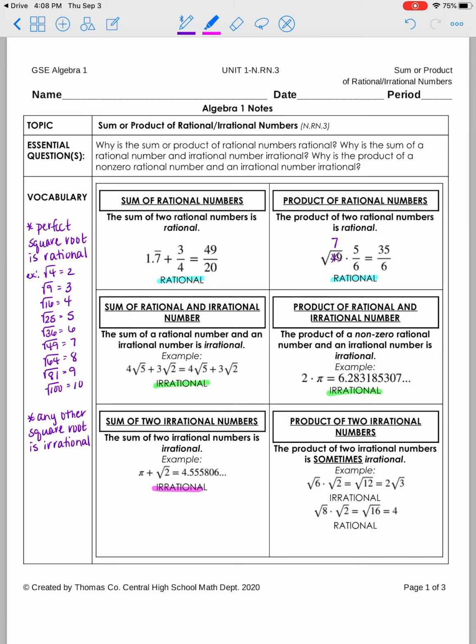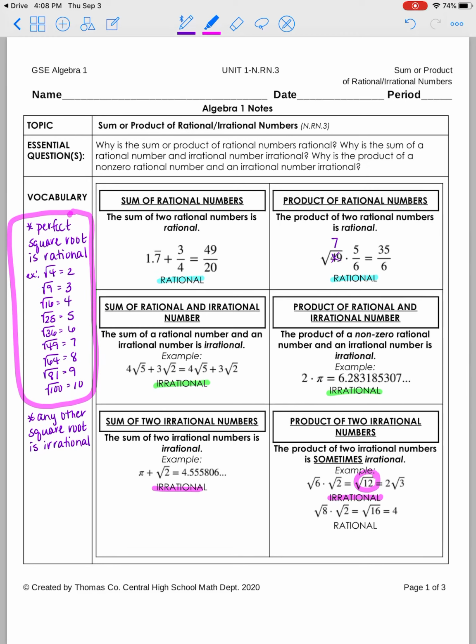Now, what if I multiply two irrationals, such as the square root of 6 times the square root of 2? Well, I can multiply these. 6 times 2 gives me 12. The square root of 12, if I go look here, was that in my list from over here, the square root of 12? No, the square root of 12 is not a perfect square, which means if it's not a perfect square, it is irrational.